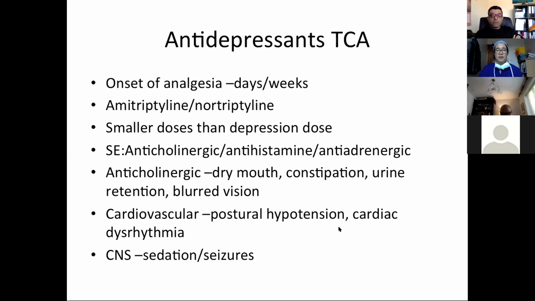And then there are side effects of that. It takes a little while for antidepressants to work, so it could be days or weeks, and it's smaller doses than the depression dose. But there are problems with anticholinergic, antihistamine, and antiadrenergic side effects.